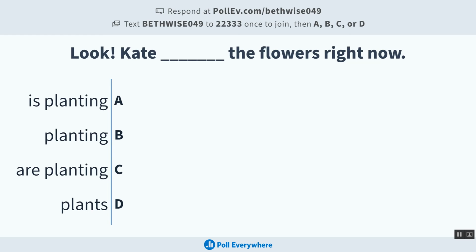So, look over there. Kate blank the flowers right now. So if she's doing it right now, then we need to use present continuous. All right, so we're going to do the ing. So here's our options, A, B, or C. This one doesn't have the to be verb, so it's not B. So then we're saying, is it is planting or are planting? Kate is planting. A. Kate is planting the flowers right now.